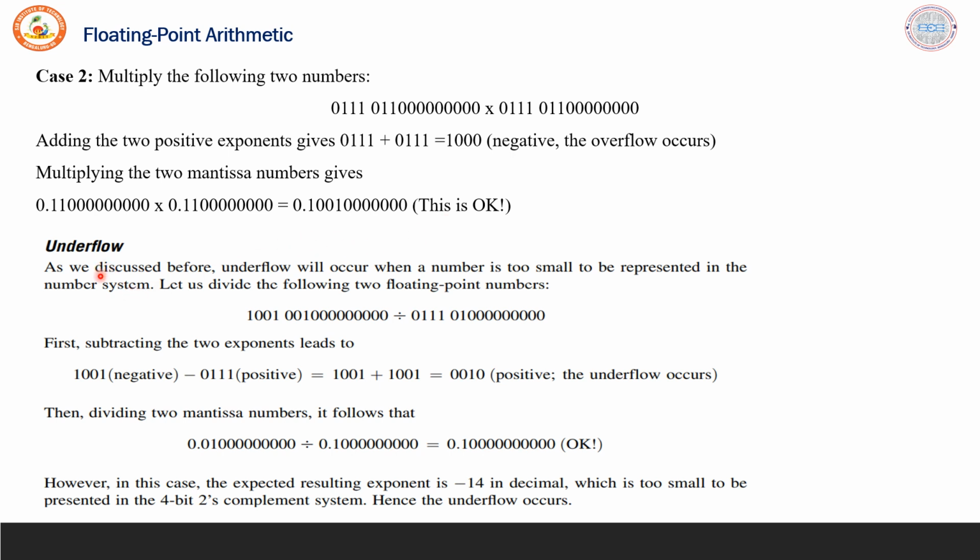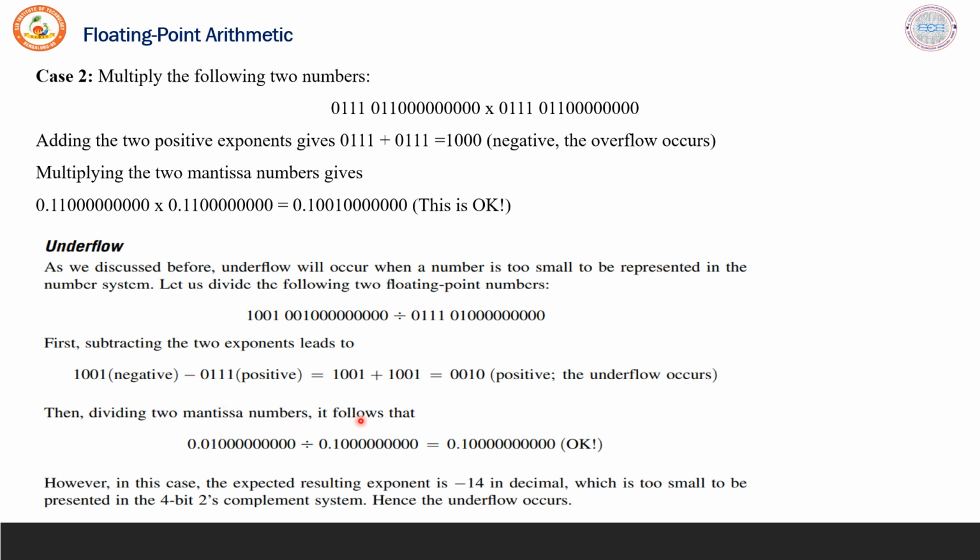The other situation we have is called underflow. As we have discussed before, underflow will occur when a number is too small to be represented in that particular number system. Let us perform the operation of division. Two floating point numbers are given. If we divide them, first subtracting the two exponents leads to the result which is shown here. So this answer is positive. That means that an underflow has occurred. The sign bit is 1, but the answer has a sign bit 0. So we know that it has changed, so it is having an underflow.